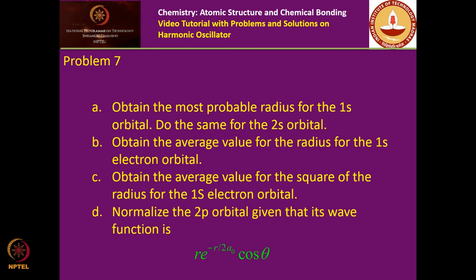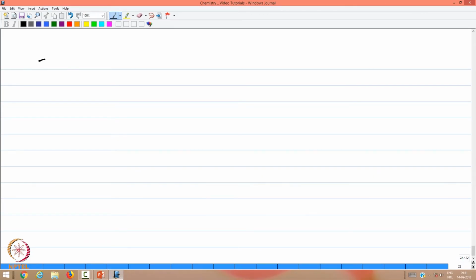First is the most probable radius for the psi 1s orbital. This is problem 7. Most probable radius for psi 1s. What it means is that the radial distribution is r square times the radial function square. There is also a numerical constant, but we will not worry so much about that.